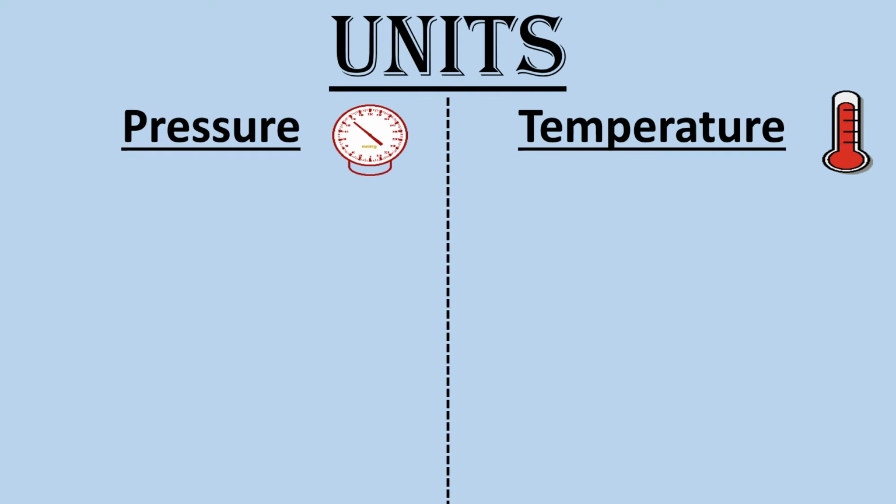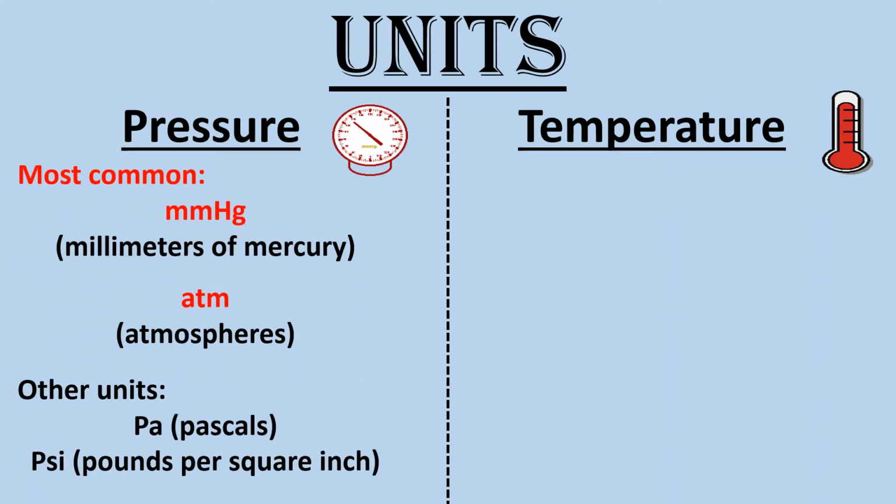Okay, let's review our units again. Pressure, most common is millimeters of mercury. This is what our blood pressure is taken in. And atmospheric, other units pascals, or sometimes you will see kilopascals. And PSI, pounds per square inch. This is what you most commonly see on tire gauges.